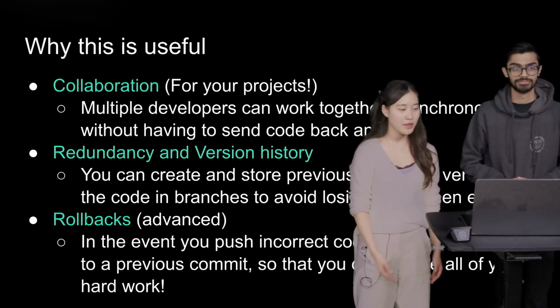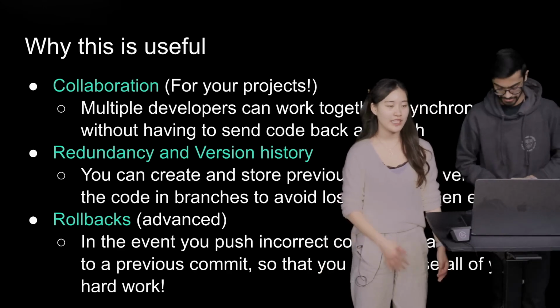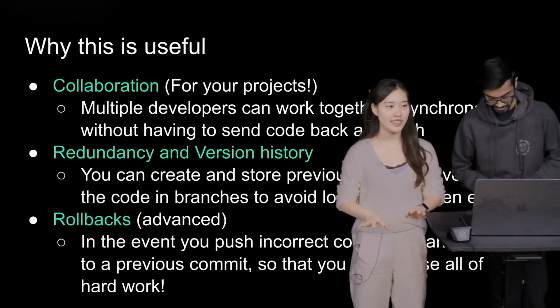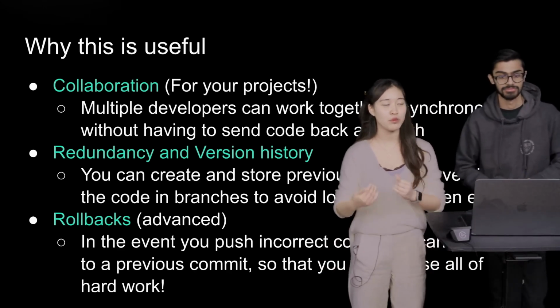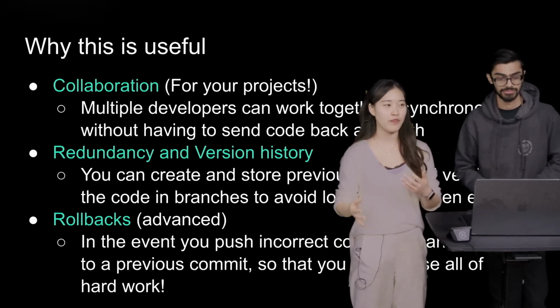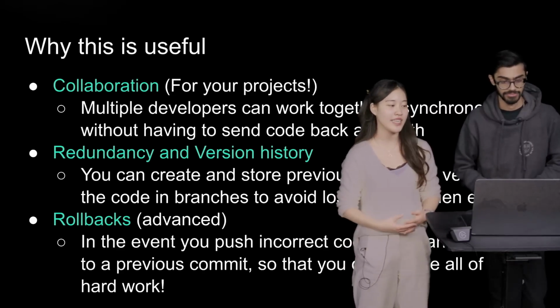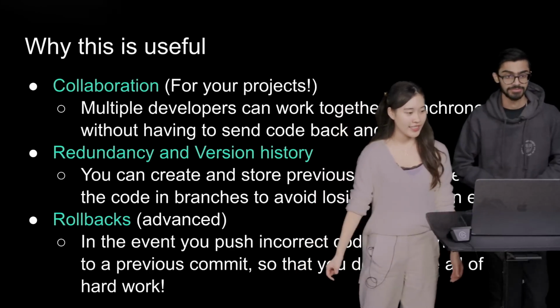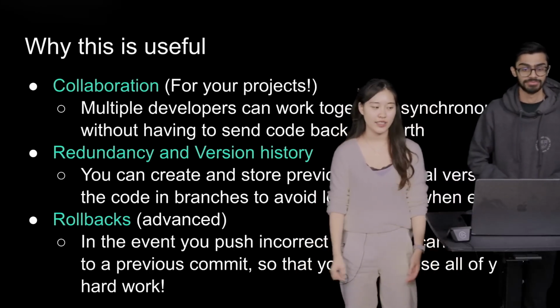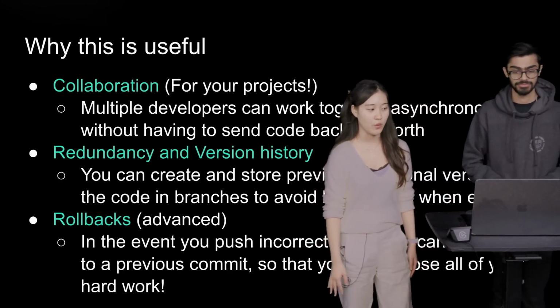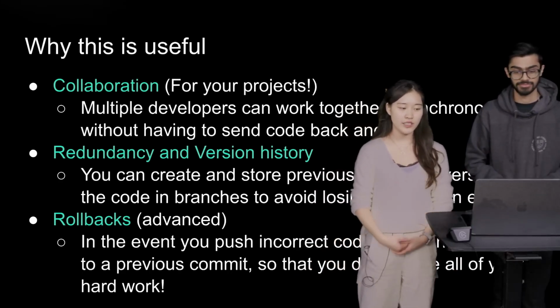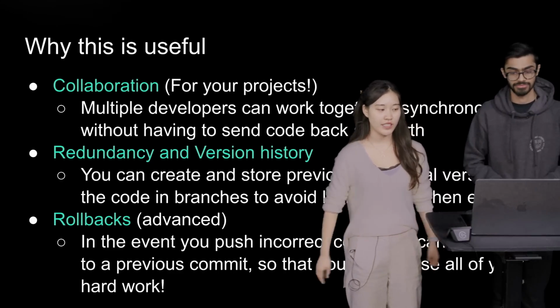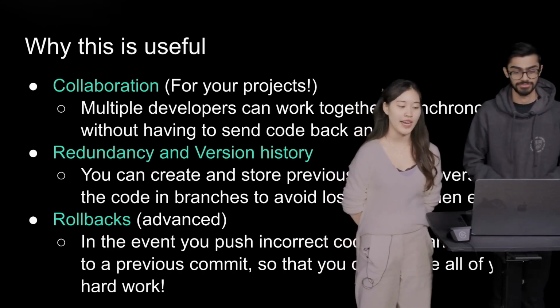Also, with all the different merge commands and everything that we talked about, it's very easy for us to work independently and be able to push and pull changes so that everyone working on the project is updated, and we all have the same updated code. Another thing is we can avoid redundancy and be clear about the version history that we're working with. So you can create and store previous functional versions of the code and branches to avoid losing code when editing.